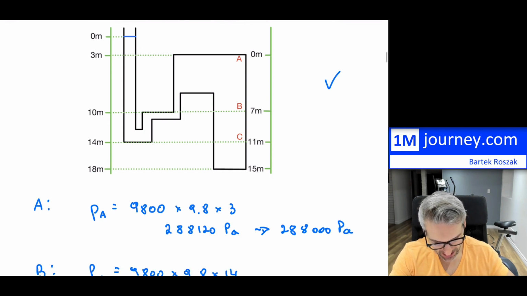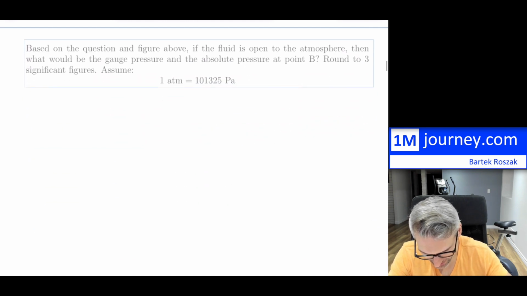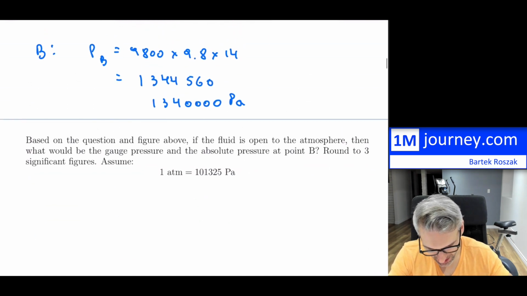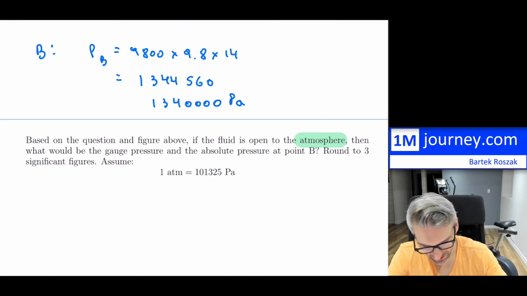Now, this example leads into the other example, which is tied into this. It says, based on just this figure, if the fluid is open to the atmosphere, then what would be the gauge pressure and the absolute pressure at point B this time around?